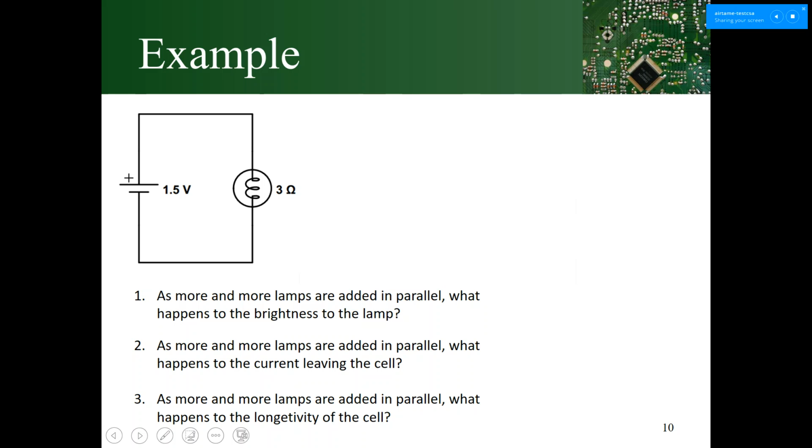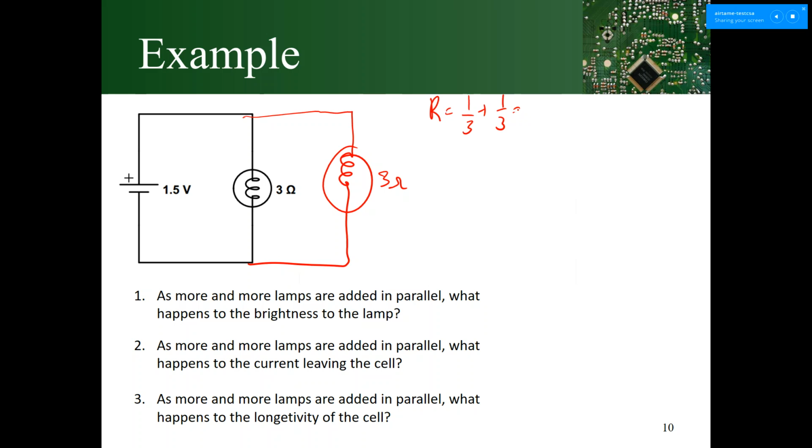So what's going to happen if I add more lamps here? Let's say I added another bulb here of 3 ohms. What's going to happen to the situation? The resistance will increase, so let's figure it out. Resistance is equal to (1/3 + 1/3) to the power of -1, which is (2/3) to the power of -1, which is going to be equal to 1.5 ohms, right?